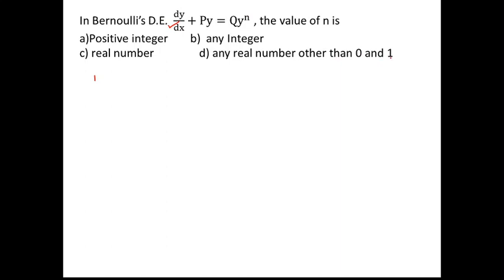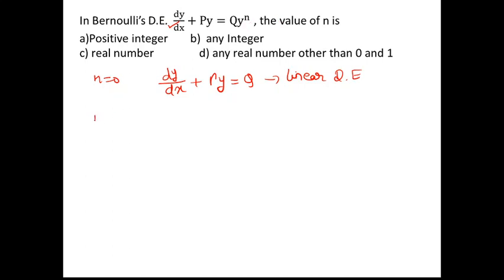Now what is the reason behind n should be other than 0 and 1? So if you take, suppose n equal to 0, right? If you take n is equal to 0, so this equation reduces to dy by dx plus py equal to q, and n is 0, so it simply reduces to a linear differential equation. Okay, so that's why the value of n should be other than 0.